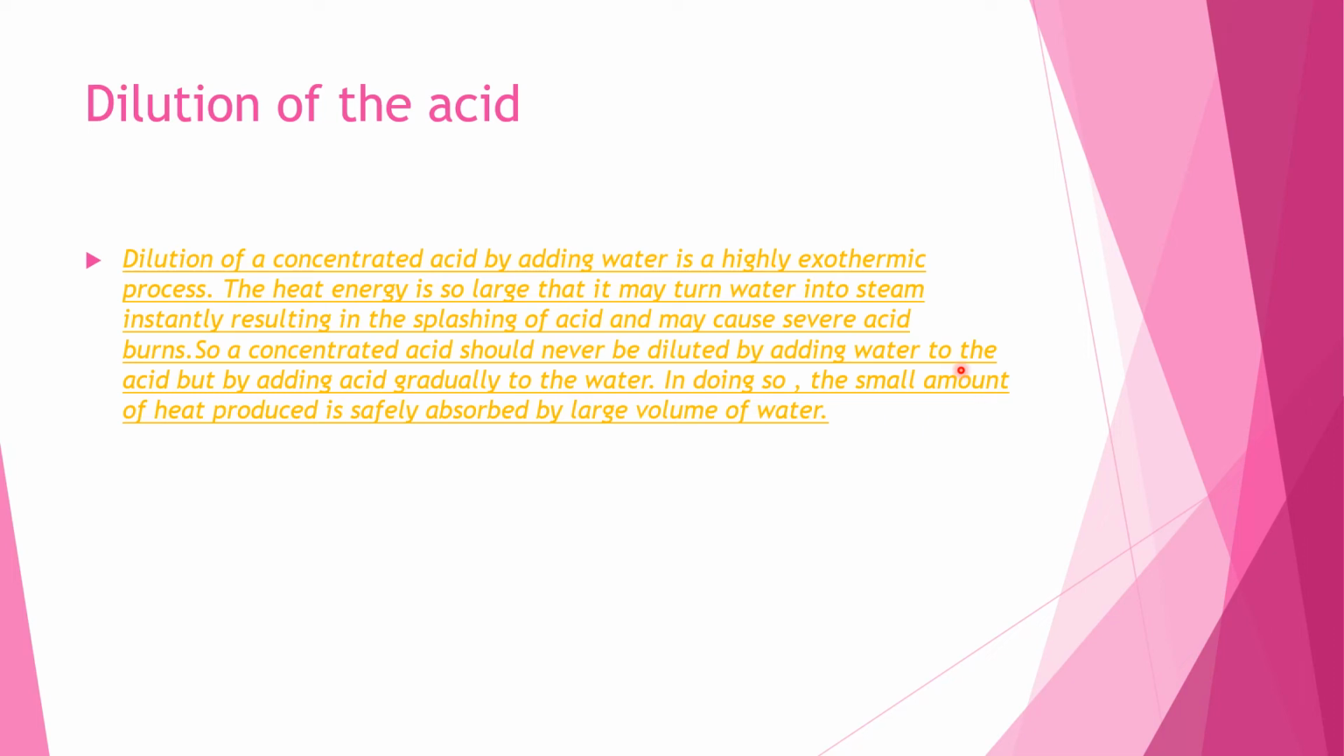When we want to dilute an acid, we have to reduce the concentration of acid in it. You should never dilute by adding water to acid, but we must add acid gradually to the water. We take a container or a beaker, take water in it, and then slowly add acid to it gradually, so that the small amount of heat produced is safely absorbed by the large amount of water.